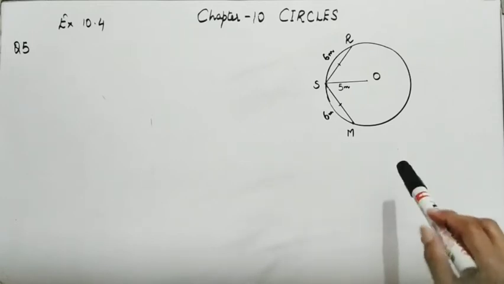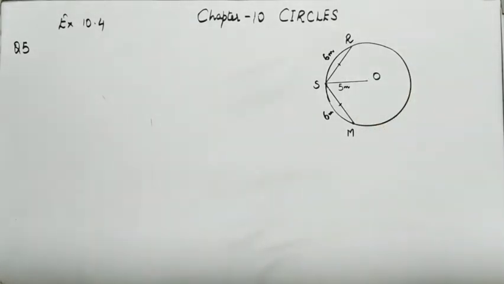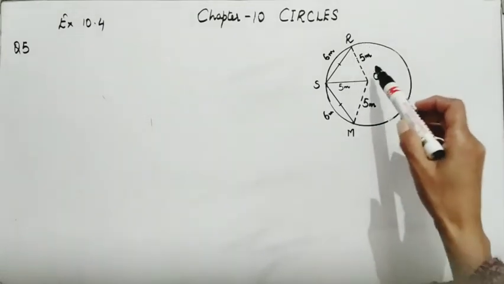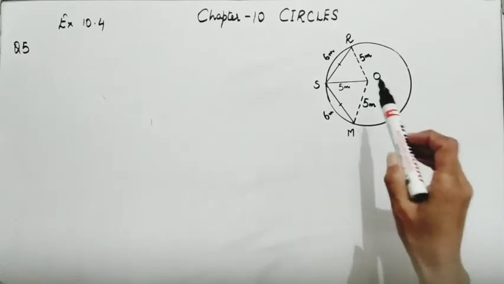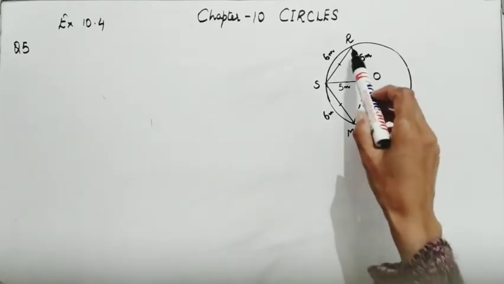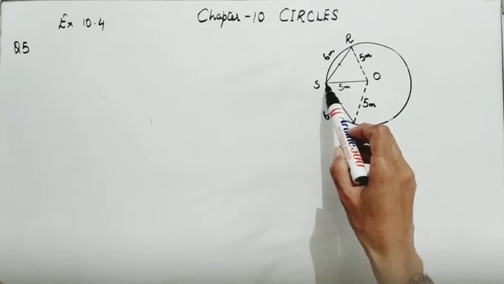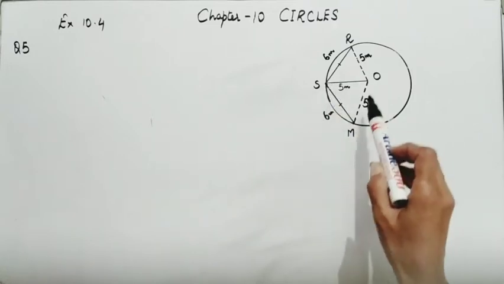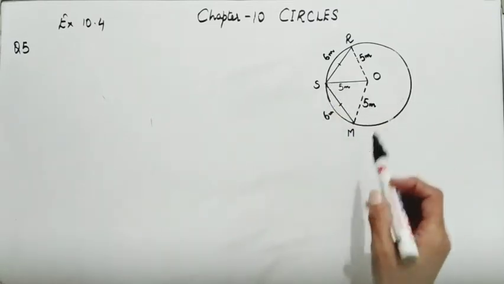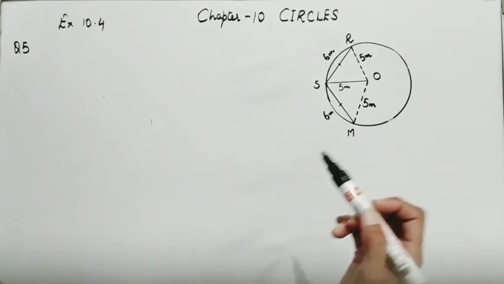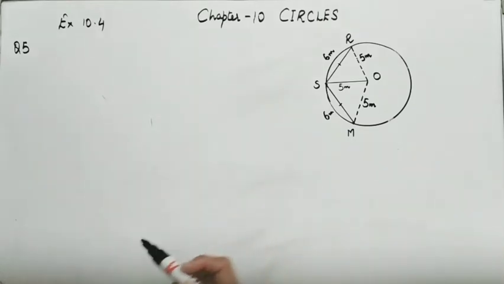So let's do that construction. We would connect OR and OS, OM. So here on connecting OR and OM, since these two are also radii, so 5 meter each, we would find area of triangle ROS by applying Heron's formula. Let us proceed with the solution. Simultaneously we would discuss about it.